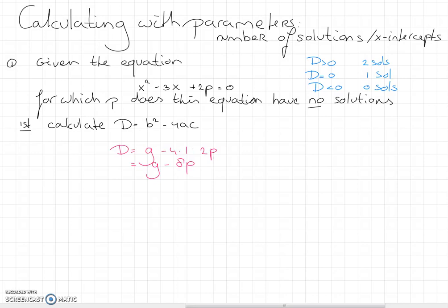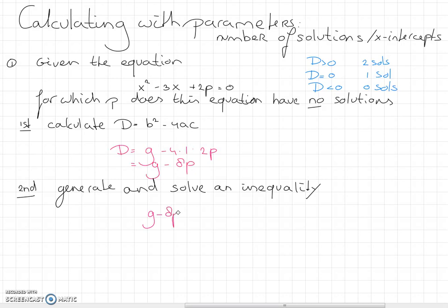In order to have no solutions, we know that this discriminant 9 minus 8p should be lower than 0, so we can now generate and solve an inequality. In this case, the inequality is 9 minus 8p, the discriminant, should be lower than 0. So that gives us that negative 8p is lower than negative 9, or p is larger than 9 divided by 8, or 1/8.